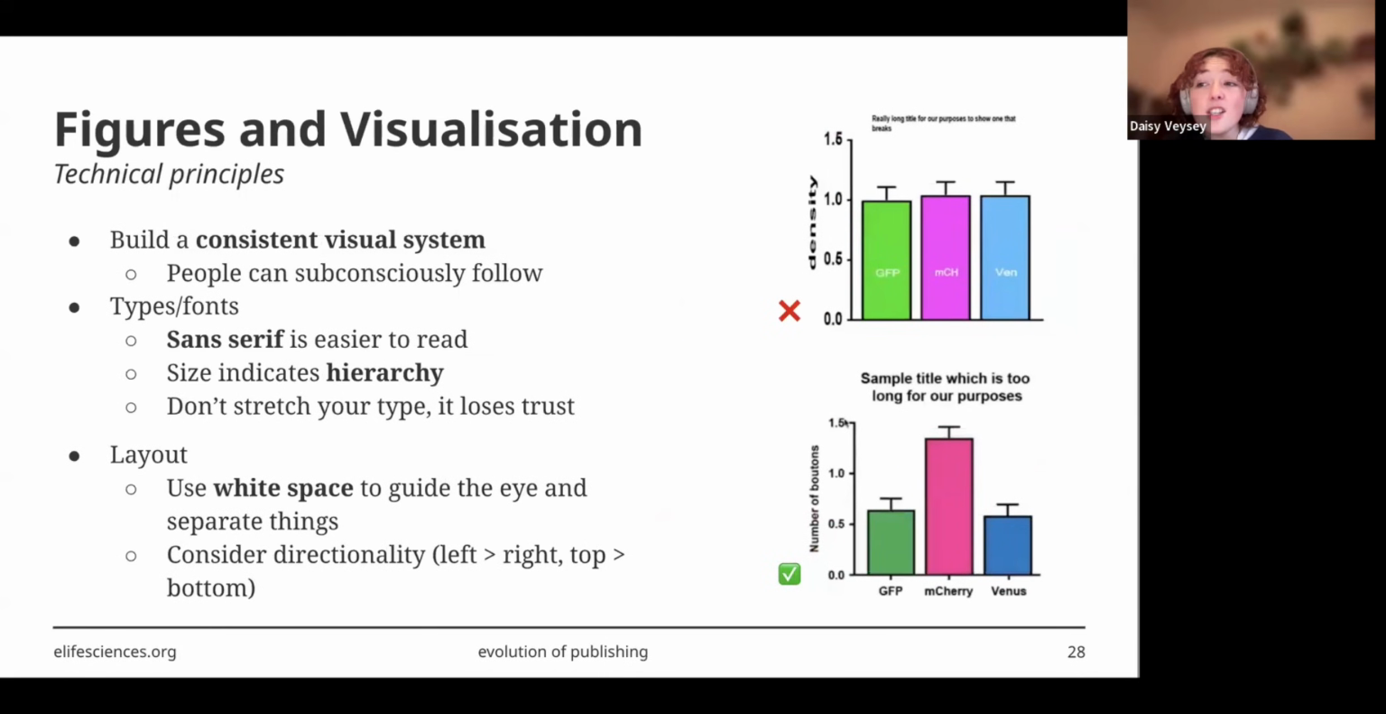More specifically, a consistent visual system makes it easier for people to follow along without thinking about it, without the need to constantly reinterpret what they're seeing. So use the same fonts, icons, color themes, and style throughout a single piece of communication. Sans serif fonts, so those are the ones without the little flicks on them, are generally clearer on screens, easier to read, and changes in the size or weight of your text creates a hierarchy. They tell the viewer what to read first.